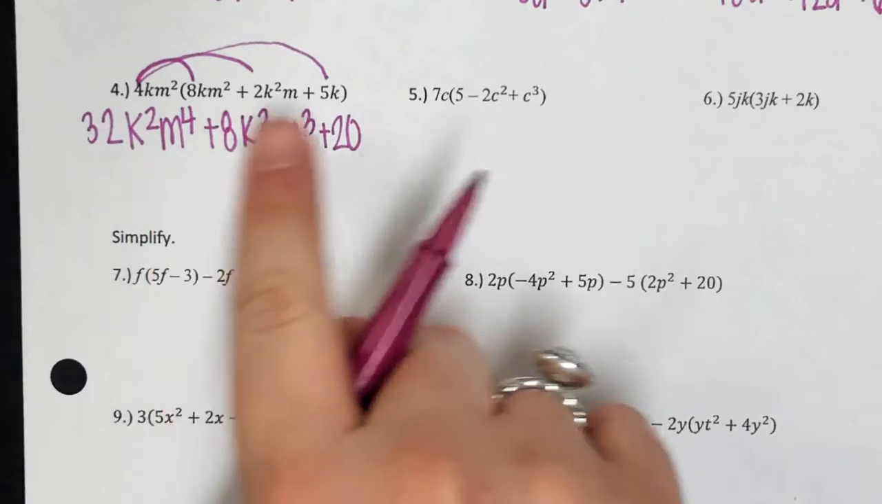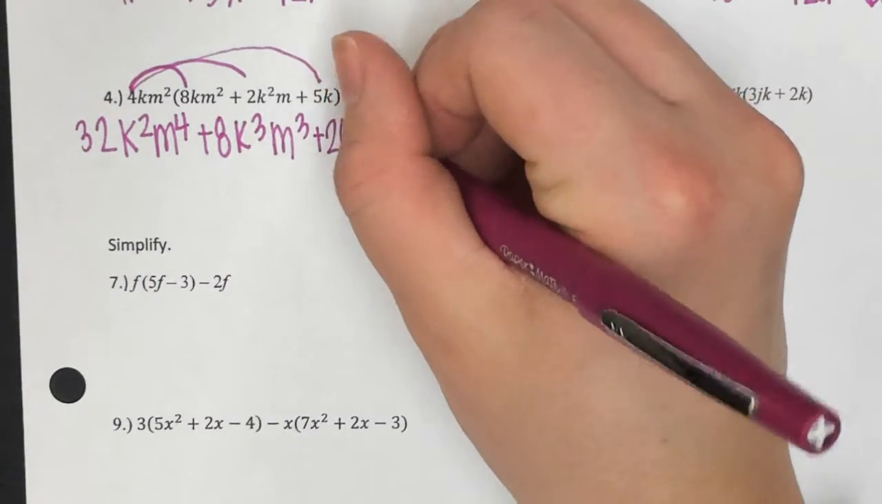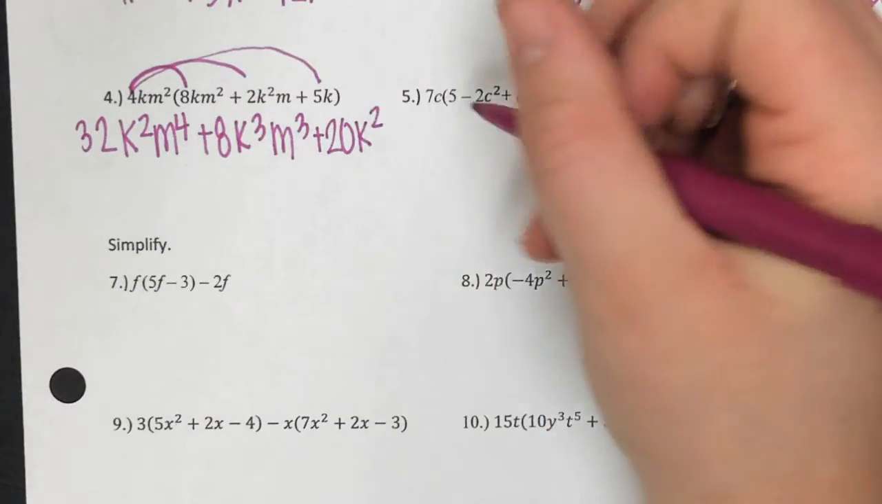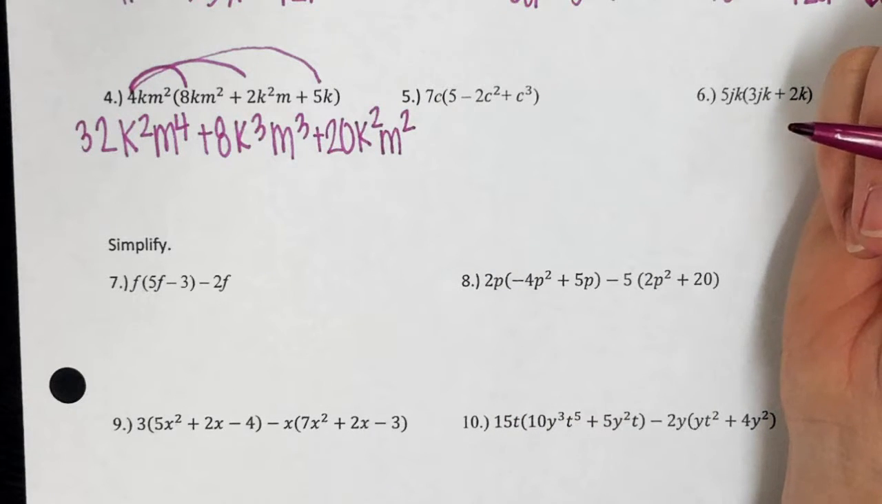k times k is k squared. And then there's no m here, but I still have an m here, so I still need to bring that out.